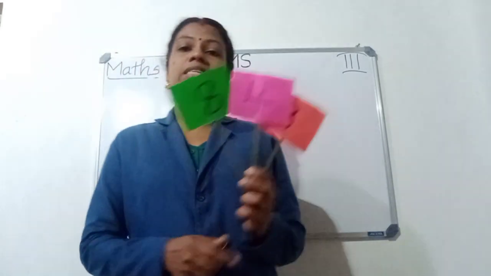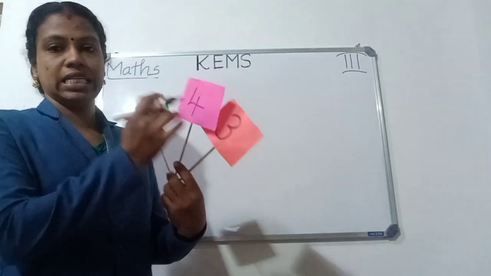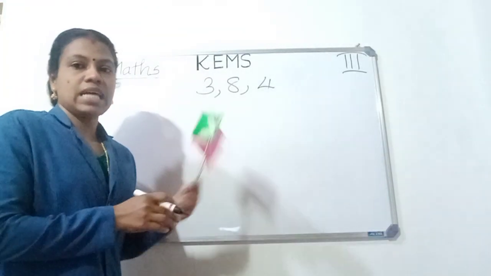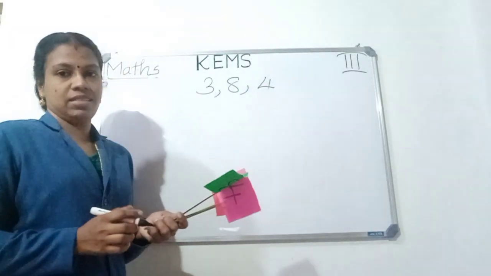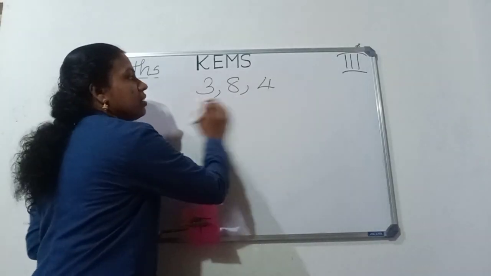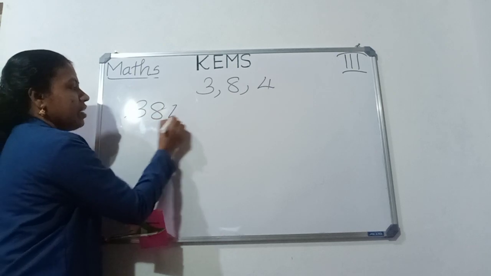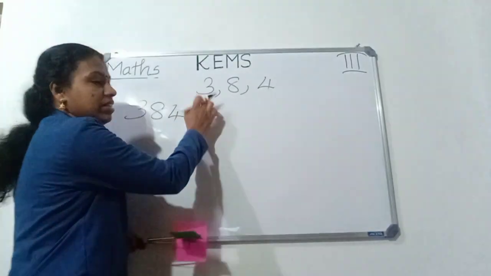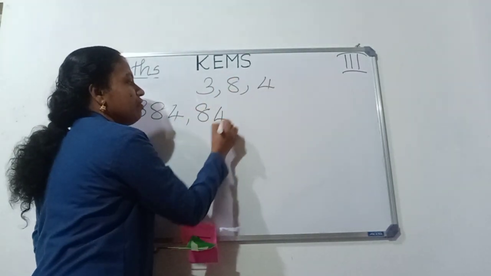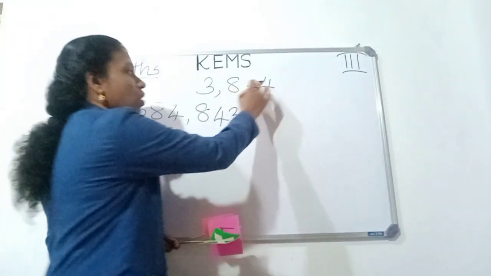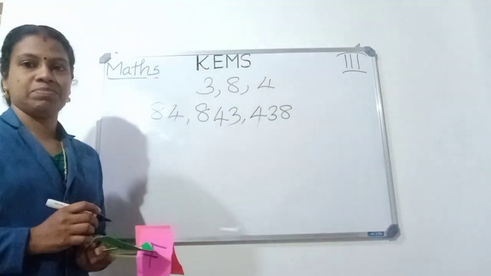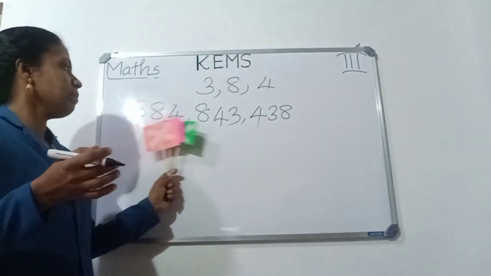Okay, let us check which are the 6 numbers using these 3 digits. Yes, the digits are 3, 8 and 4. First write the same number, 384, starting with 3. Now starting with 8, the next number is 843. Now starting with 4, it is 438.